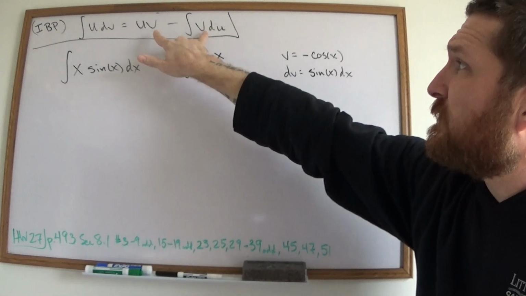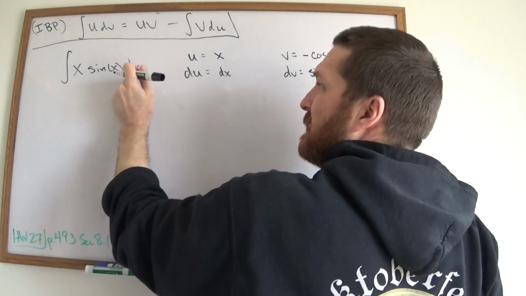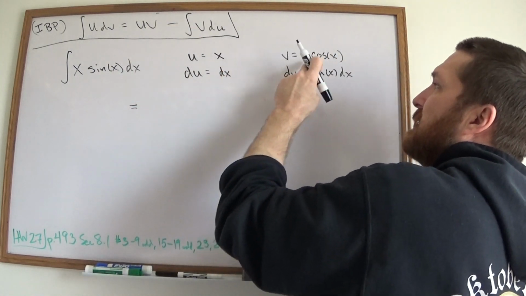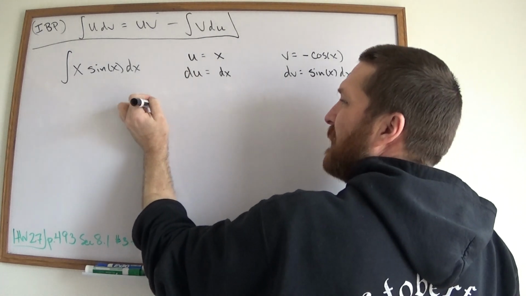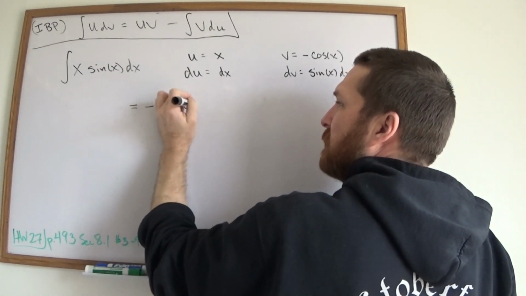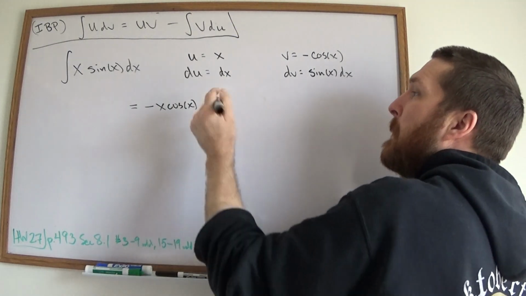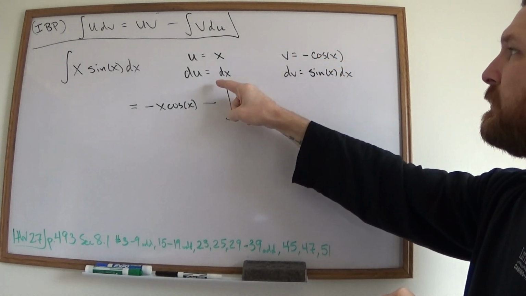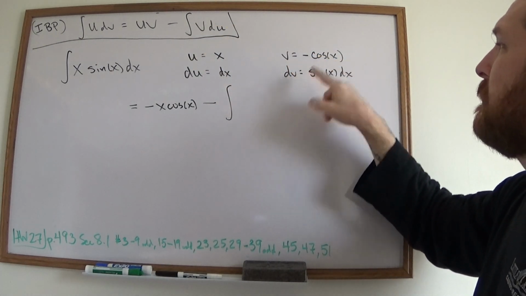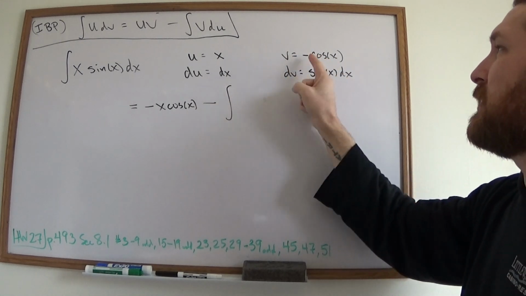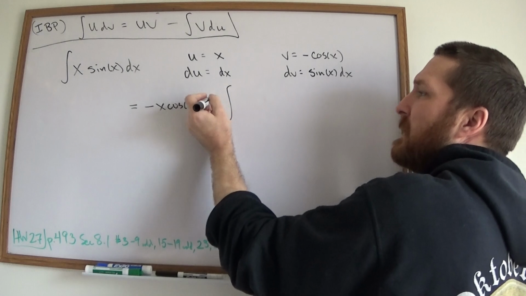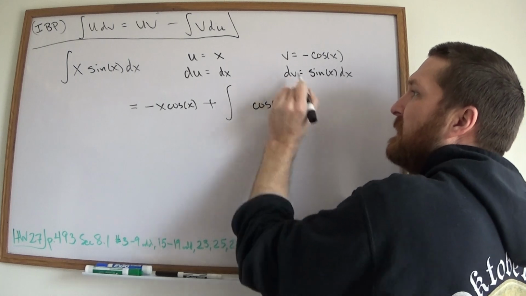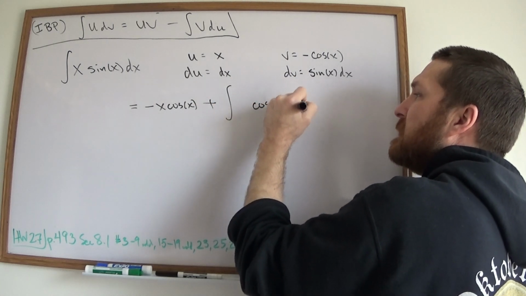Now, I'm just going to fill in this formula right here. This is the same thing as uv, so that's going to be x times negative cosine x, so negative x cosine x. There's my uv. Minus the integral of v du. So minus, now it's a minus minus, so I'm going to pull that minus out front and say plus cosine x, that's my v. The du is just dx.